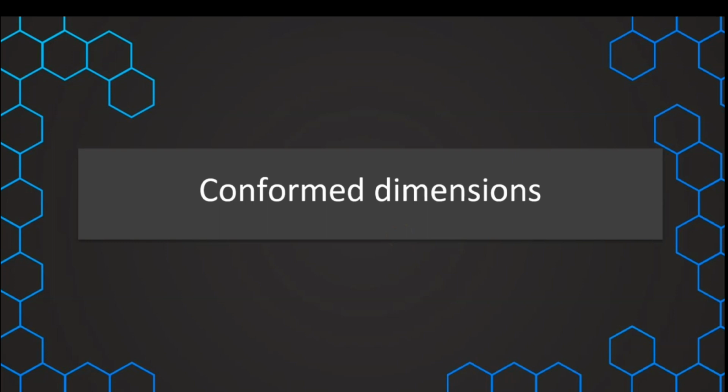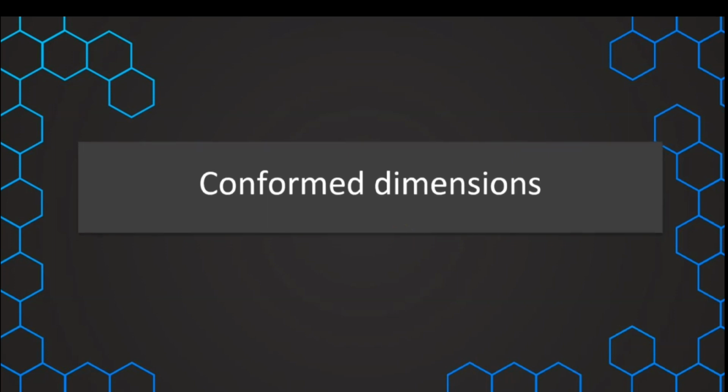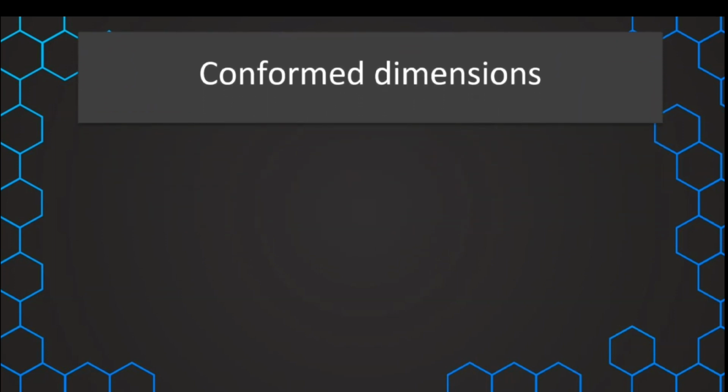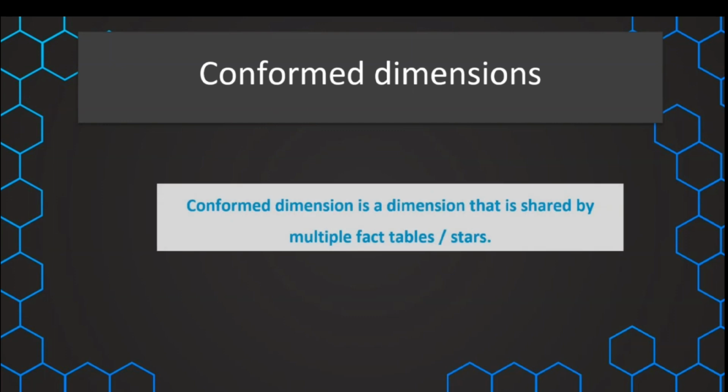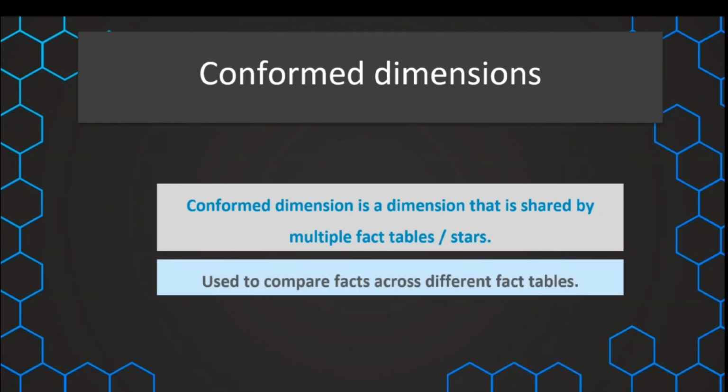In this lecture, we want to talk about conformed dimensions. A conformed dimension is a dimension that is used for multiple fact tables or multiple stars. And the purpose for those is to compare multiple facts and use them together in one report or in one analysis. So we want to compare facts across multiple facts.